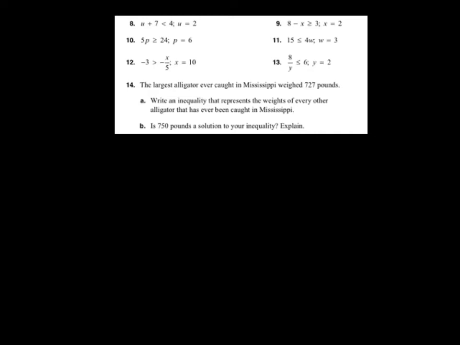So on this portion of the assignment, you are checking to see if the value that they gave you is actually a solution to the inequality. So I'm actually going to work number 12 down here at the bottom. So I have negative 3 is greater than negative x over 5. And they're wanting to know if x is actually equal to 10. So what I'm going to do is substitute that value in, and solve and see if it makes it true.